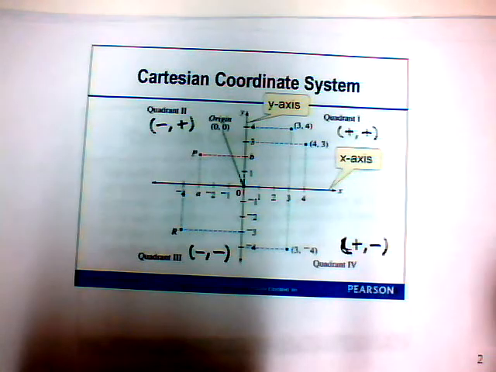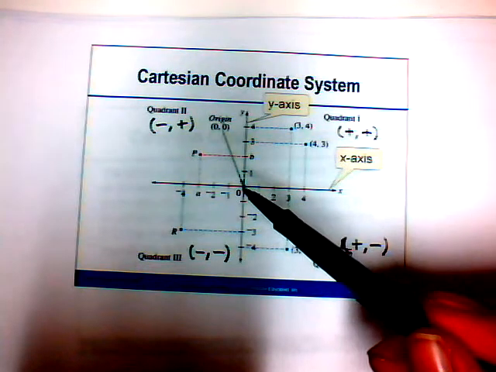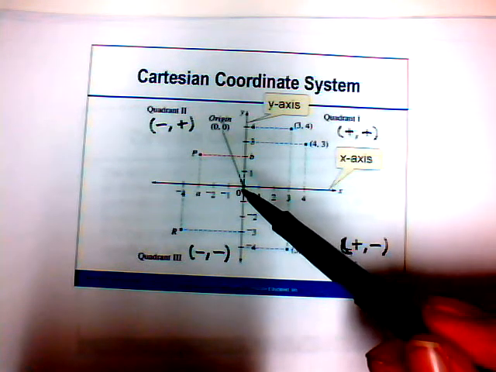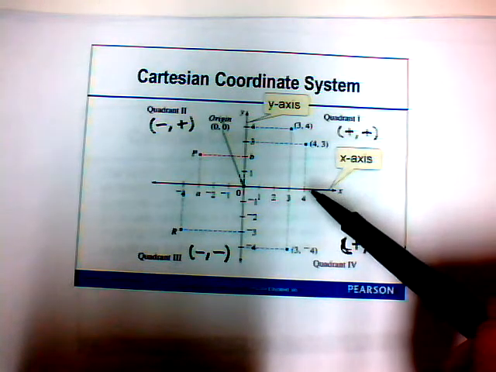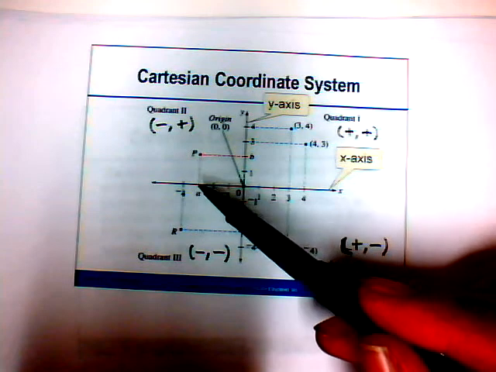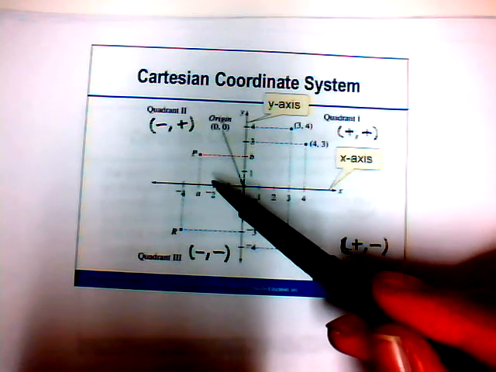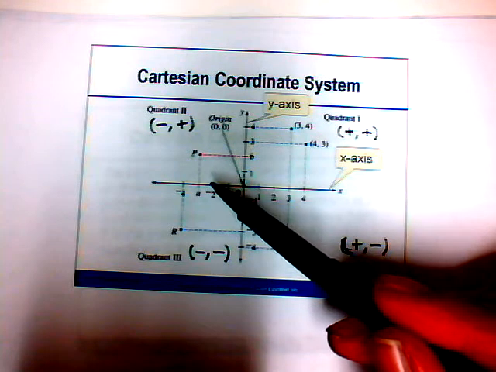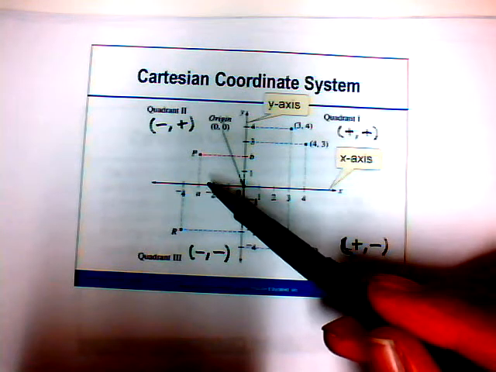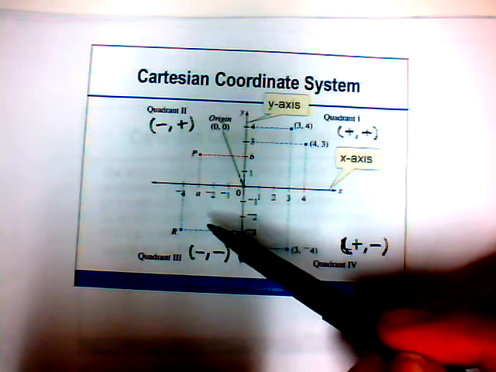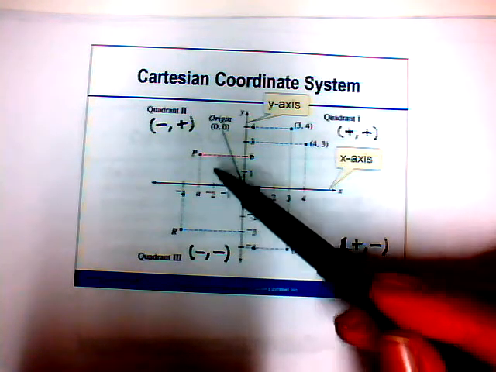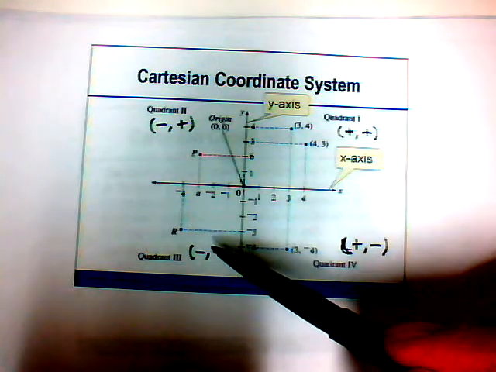Okay? Now, when we plot points, we first start at the origin and then we look at the first number, which is your x-coordinate. The sign of the x-coordinate will tell you to move either to the left or to the right. If it's positive, you move to the right. If the x-coordinate is negative, you move to the left. And then your second number, the y-coordinate, is either positive or negative. If it's positive, you move up. If it's negative, you move down. So the y-coordinate tells you to move either up or down from your x.